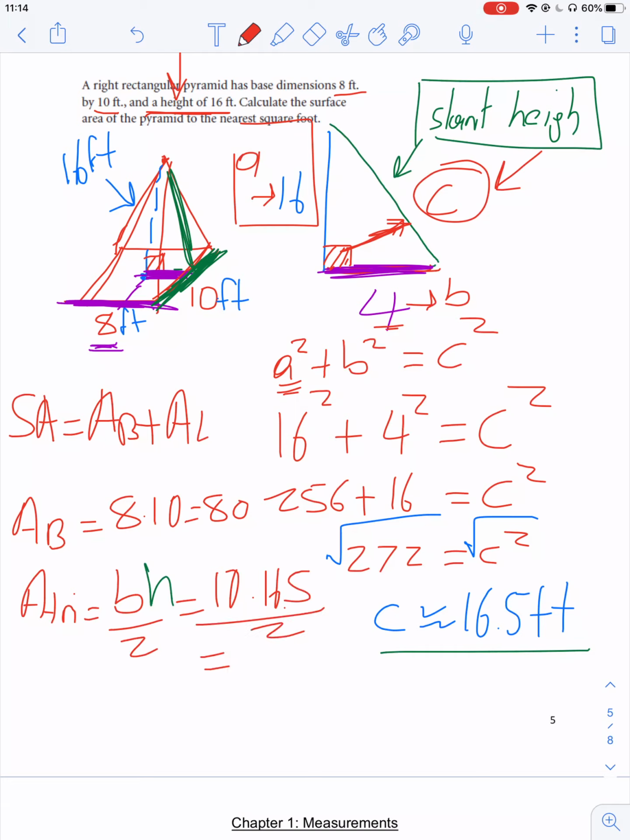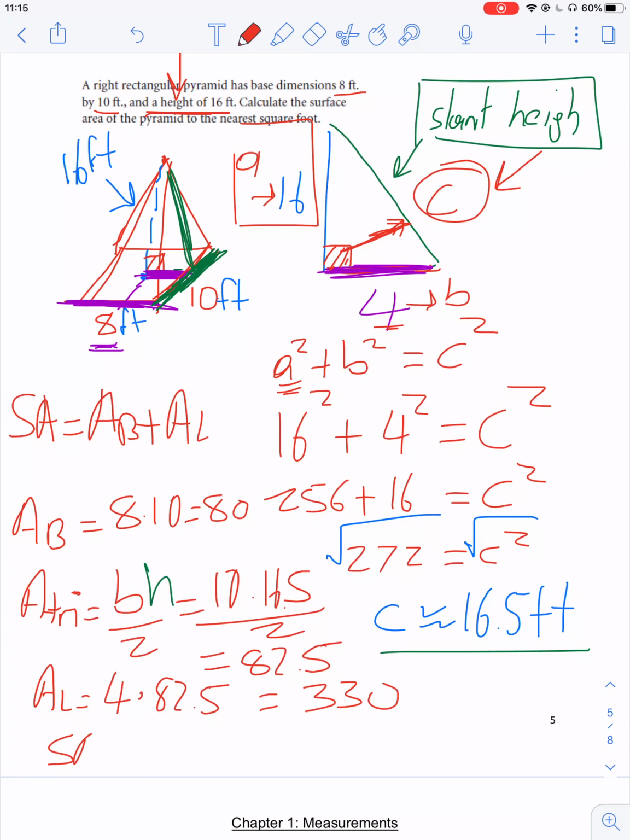So when you multiply everything out, 10 times 16.5 is just 165, right? And you divide that by 2, you get 82.5. Now, this is just the area of one triangle, right? So if this doesn't look good to you, this was just TRI. So this is the area of one triangle, which is not my lateral area, right? AL is actually equal to 4 times 82.5, which is 330, okay?